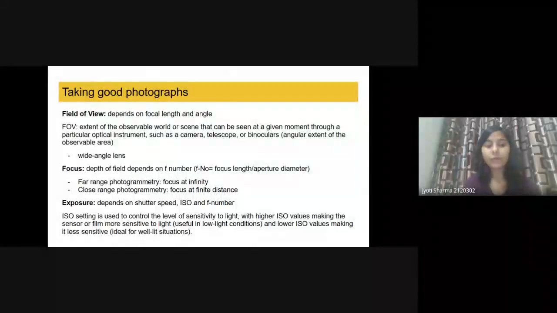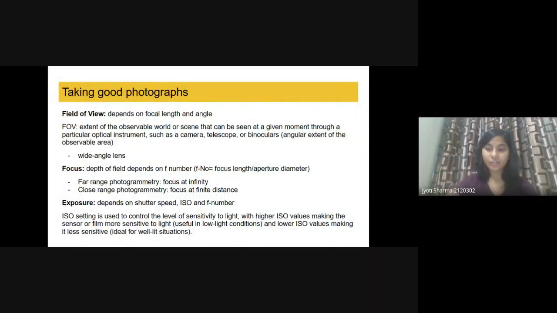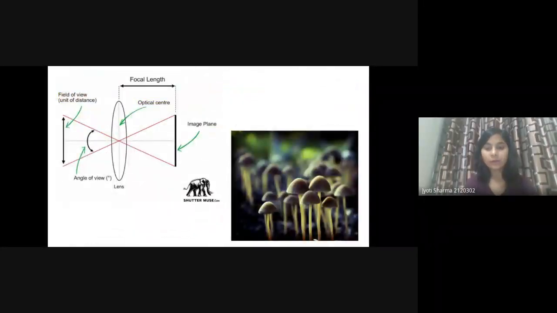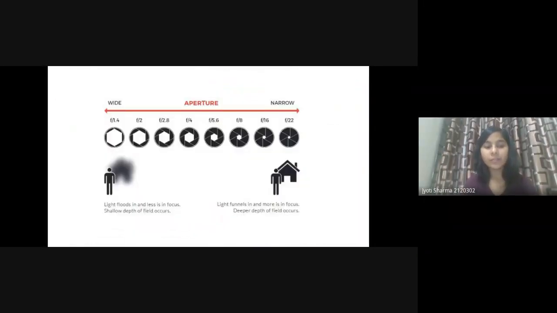Okay, so if we want photography for a far range, your focus should be at infinity. And if you want a very close photograph, like if you want an image of this person only, not of the hut, then your aperture should be wider.